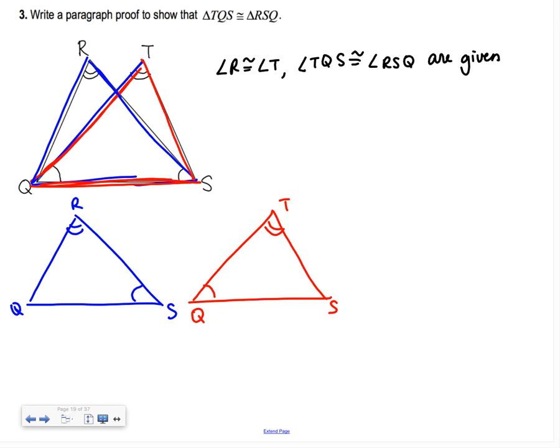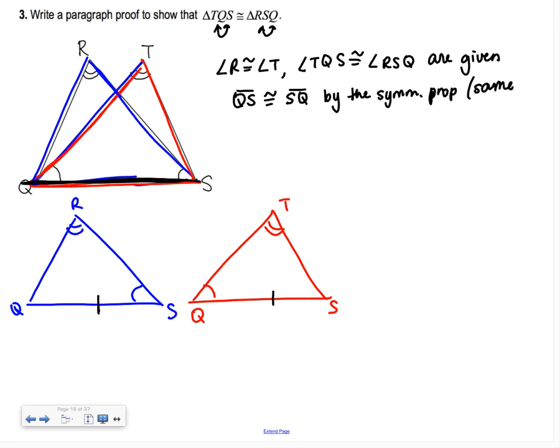But if we think, okay, angle, side, angle didn't work, what about angle, angle, side? That would be here and here. And how can I say that QS is congruent? Well, QS is congruent to SQ. And you can say by the symmetric property, or you can say same segment. I'm fine with that as well.